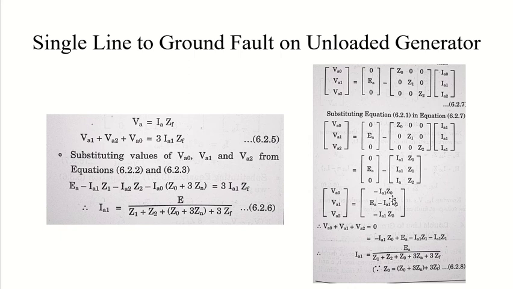But after that we also have to calculate the value of IA1, IA2, IA0. All three of them are the same, so you just calculate one and the rest of the two will be equal to that.